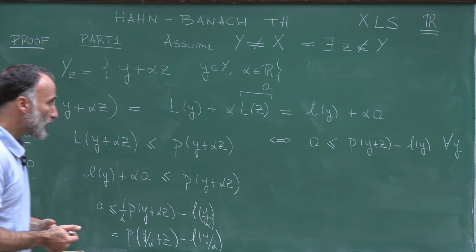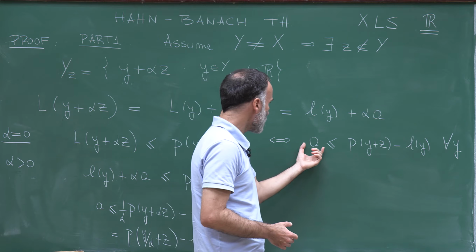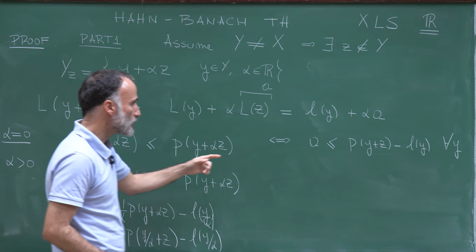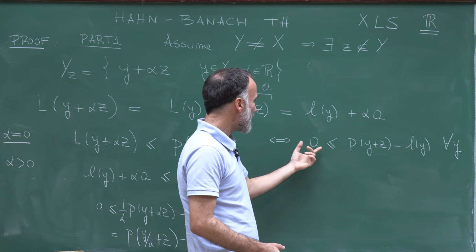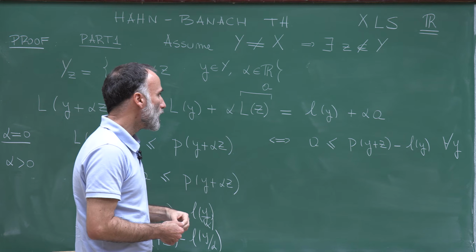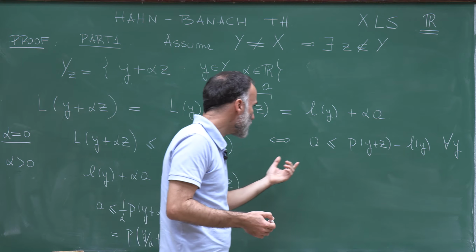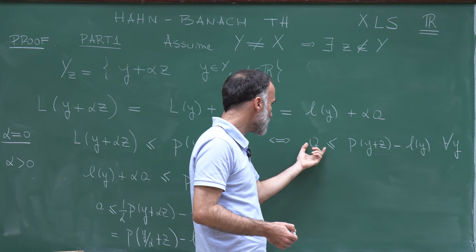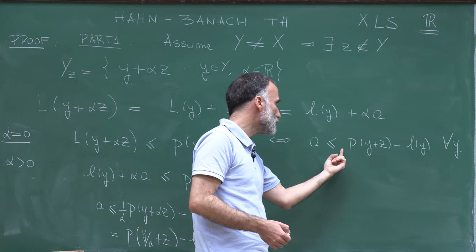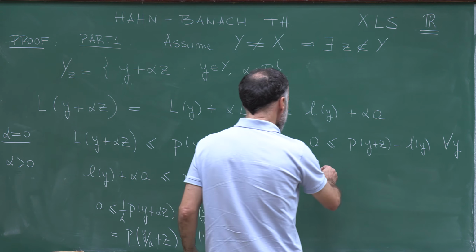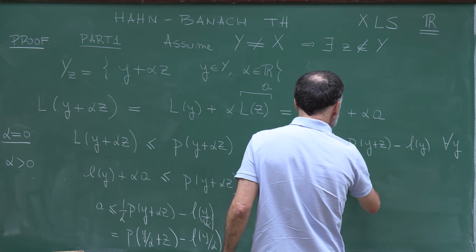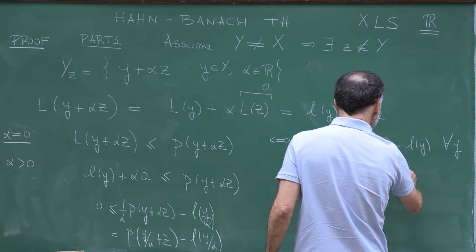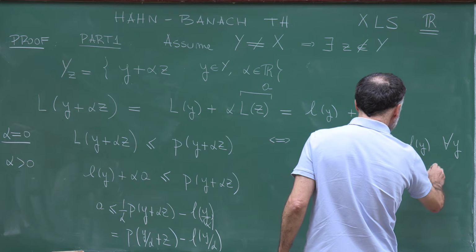Fine. But, so, if I want L to satisfy this inequality, note that I cannot choose a in any way. I have to choose an a which satisfies this inequality for all y. So that means that a has to be less or equal than the infimum over all y. So I need a to be less or equal than the infimum over all y of p of y plus z minus l of y.